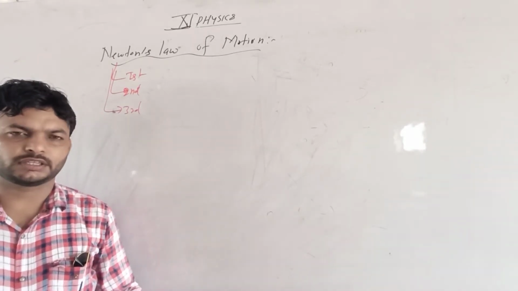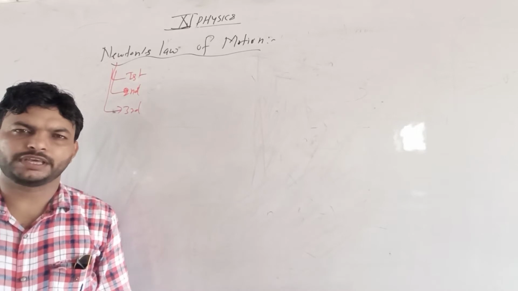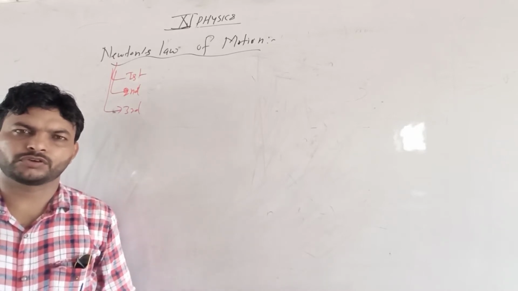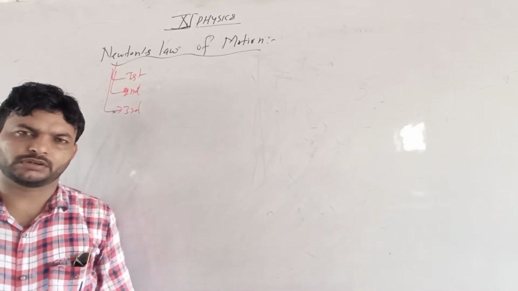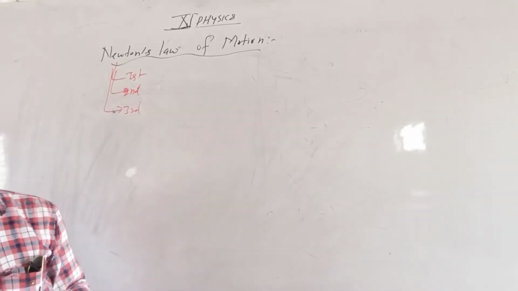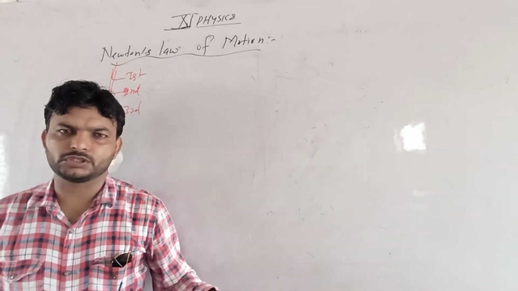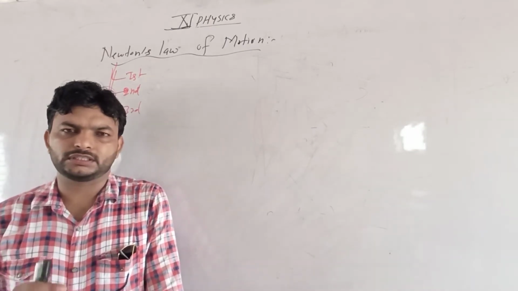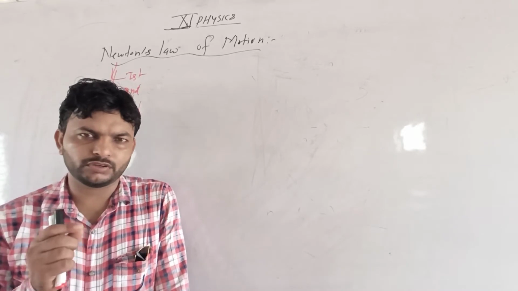You can consider an example. For example, a book is lying on the table. This book is at rest. When we apply an external force, this object changes position. But unless an external force is applied, this object does not change position. Then you can say this object is at rest. This is the statement of the Newton first law of motion.